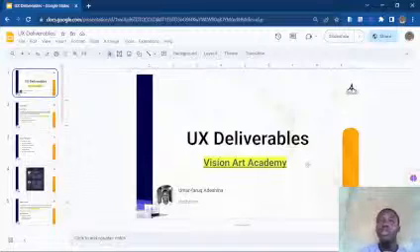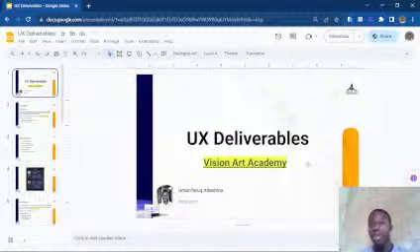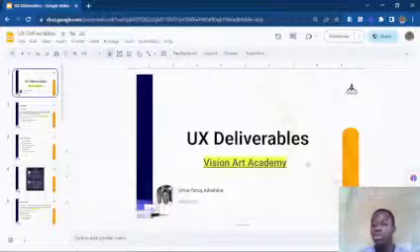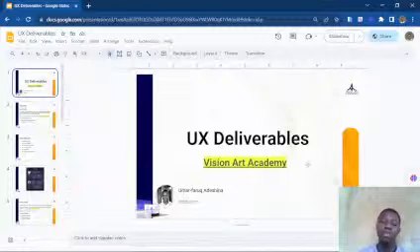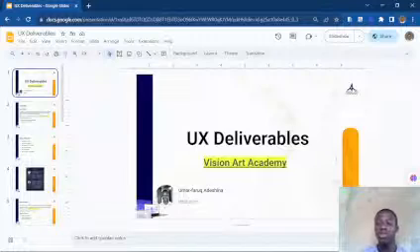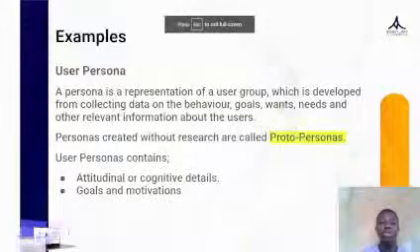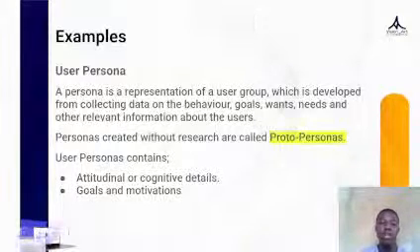Sometimes we can say UX deliverables are information that we gathered from our research: information about people, information about the features you want to incorporate in your design, information about everything. Under these UX deliverables, we have different types, different examples. So let's go straight to it. The first one here is user persona.